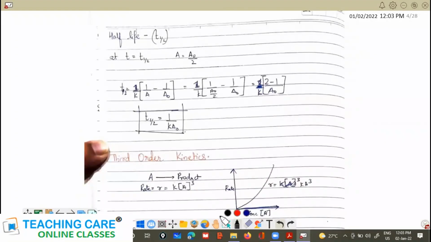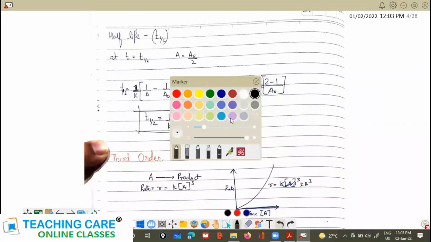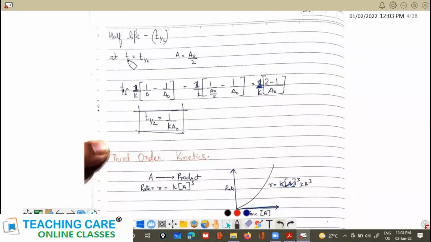Okay. Half life. t half will be what? It'll be t is equal to t half and a will be a naught by 2. So putting the values, what do we get? t half is equal to 1 by k, 1 by a minus 1 by a naught. This was the integrated law for second order, where a will be replaced by a naught by 2. So it will be 2 minus 1 by a naught. So the ultimate half life will be t half is equal to 1 by k a naught, right?